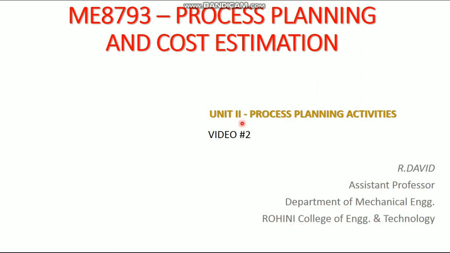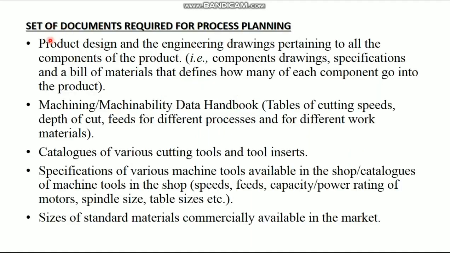In this video, I am going to explain some topics from the second unit of the Process Planning and Cost Estimation subject. This is the second video from this subject, from this unit. So in this unit, we are going to study documents required for process planning and selection of jigs and fixtures. We can see the set of documents required for process planning.